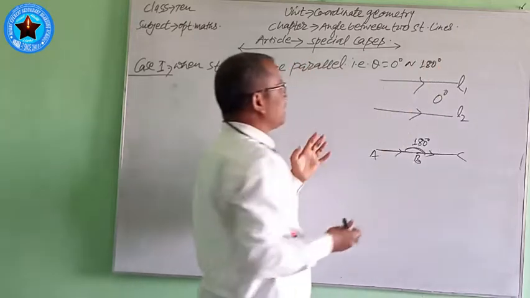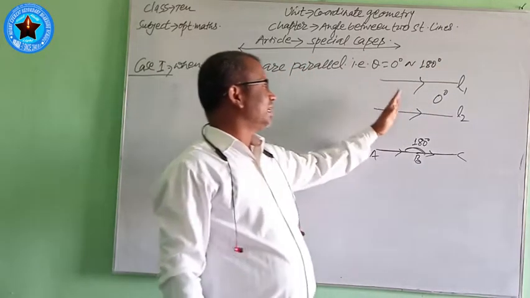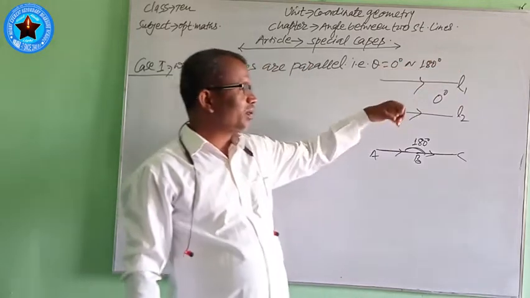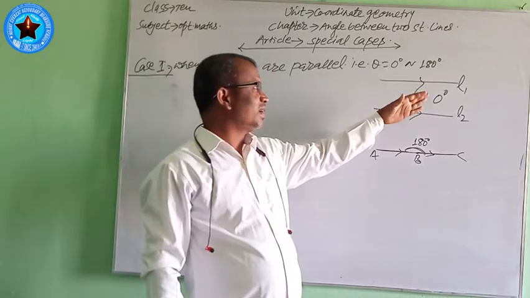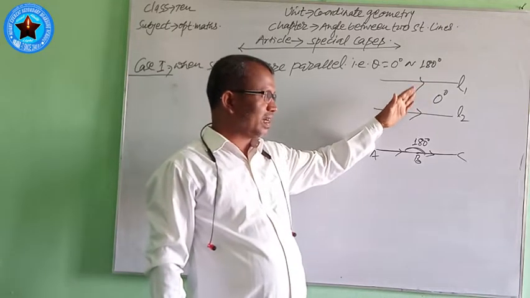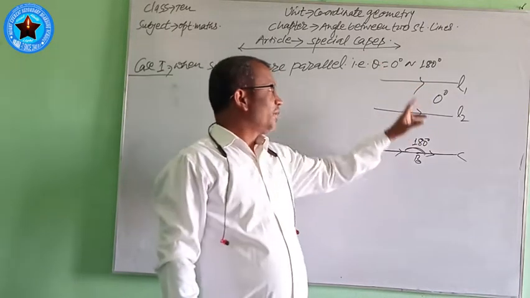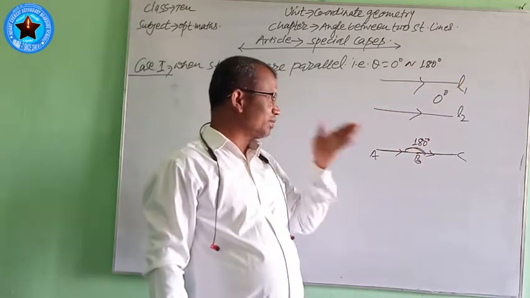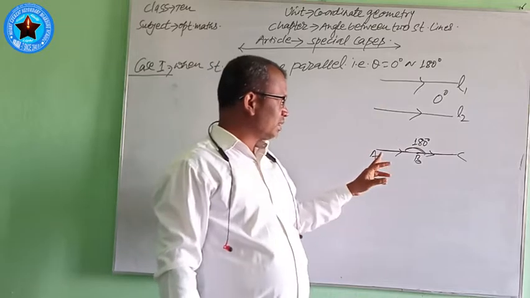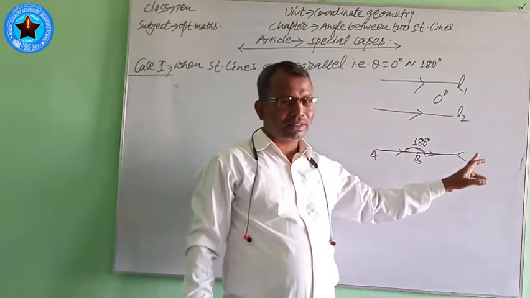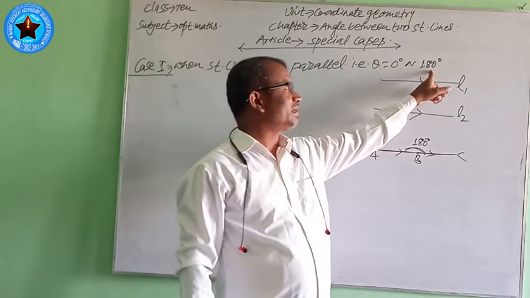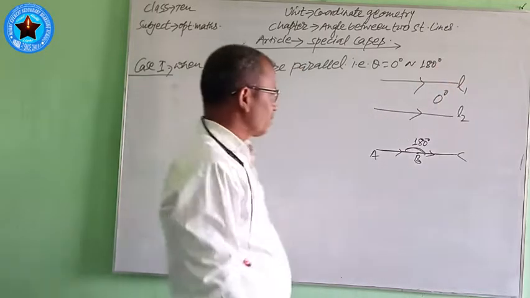When 0 degree is given, you should understand that L1 and L2 are different straight lines. These two have their own lines of action, means they are separate from each other. When theta equals 180 degrees is given, you should know that the straight lines are parts of the same straight line. When the straight lines are parts of the same straight line, the angle between them is 180 degree.